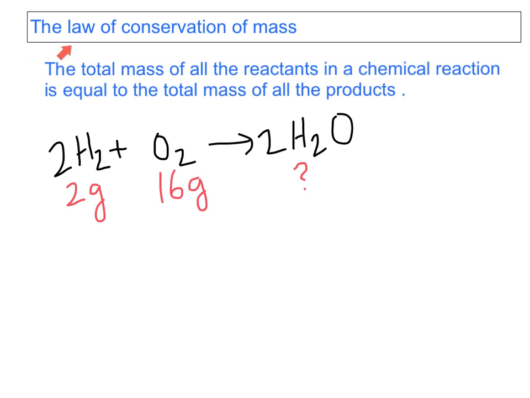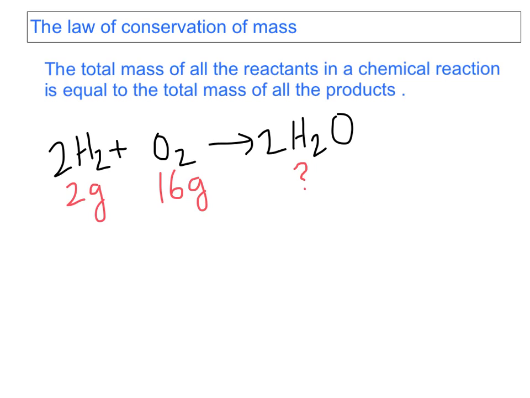Let's have a look at the law of conservation of mass and apply that to chemical reactions such as here. The law states that the total mass of all the reactants in a chemical reaction is equal to the total mass of all the products. So the mass of hydrogen and oxygen should be equal to the mass of water produced in this chemical reaction.